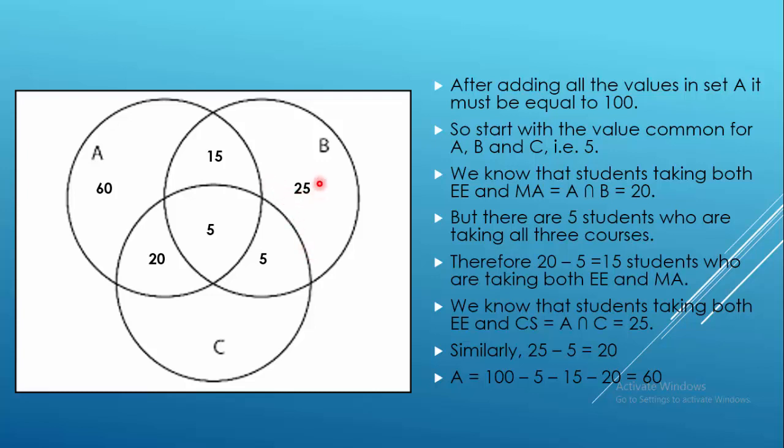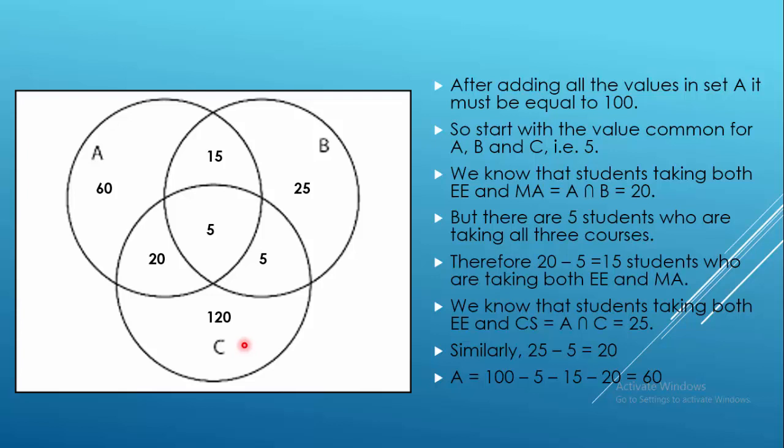Similarly, we have this figure, the remaining number: 5 plus 5 plus 15 minus 50 gives us 25, and here 20 plus 5 plus 5 is 30, which is subtracted from 150, and we get 120 over here. You can see 150 minus 30 is equal to 120.